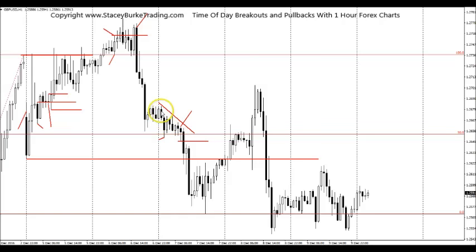But we know that breakout traders, there's been no retest of the highs of that session. The market breaks out, continues strongly into the London Open.